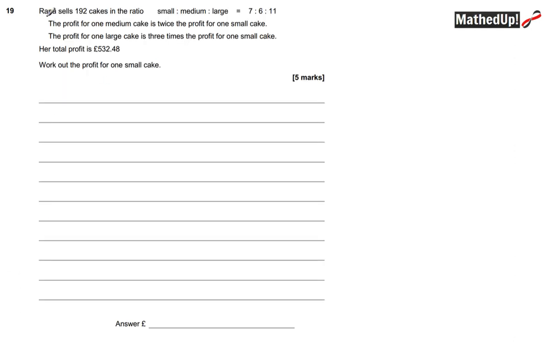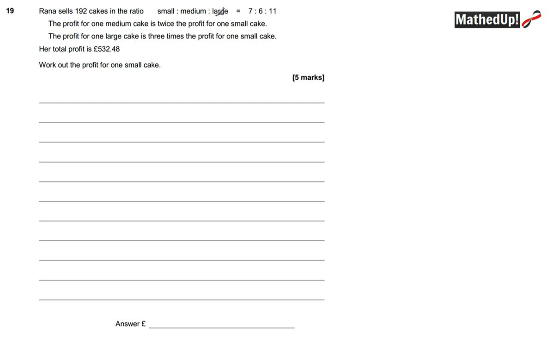Question 19. Rana sells 192 cakes in the ratio small to medium to large is 7 to 6 to 11. The profit for one medium cake is twice the profit for one small cake. The profit for one large cake is 3 times the profit for one small cake. Her total profit is £532.48. We need to work out the profit for one small cake.